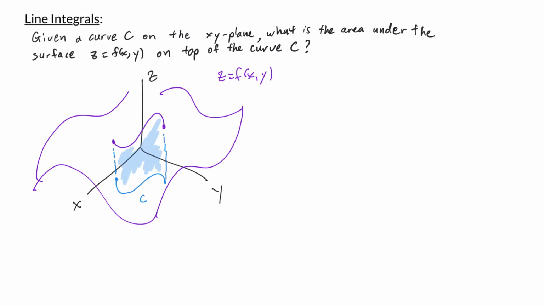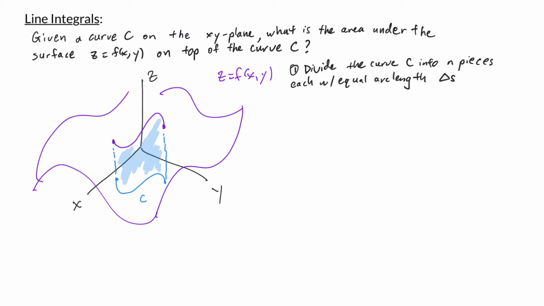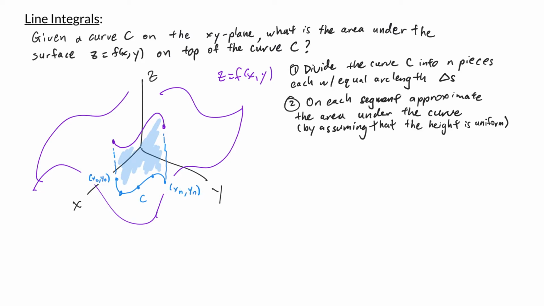To calculate the area of this region, we're going to set up a Riemann sum. Our first step is to divide the curve C into n pieces, each with equal arc length, delta s. Next, we're going to approximate the area under the curve on each segment. For example, on the segment from xi yi to xi plus 1 yi plus 1, we have the following shape. To approximate the area, I'm going to assume that the height is constant throughout. We're going to take the height to be the height at one of the endpoints, f of xi yi.